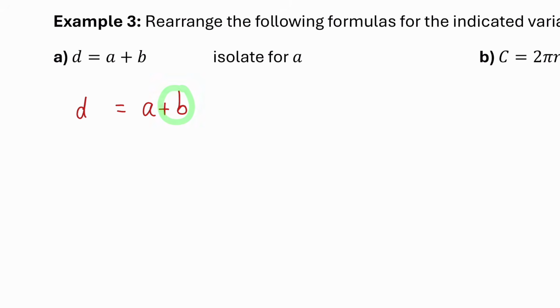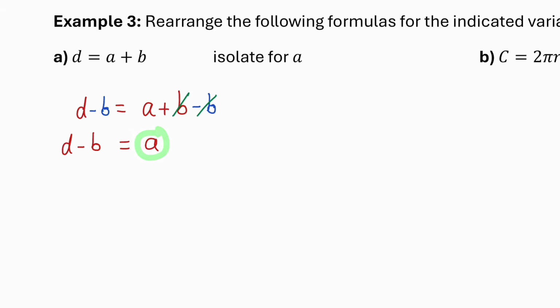So I'll do the opposite of adding b, which is subtracting b, to eliminate the b from the right side of the equation. And then I also have to do that to the left side of the equation to keep it balanced. On the right, b minus b is 0. So on the right side of the equation, all we have left is a, and on the left side, we have d minus b. A has now been isolated.